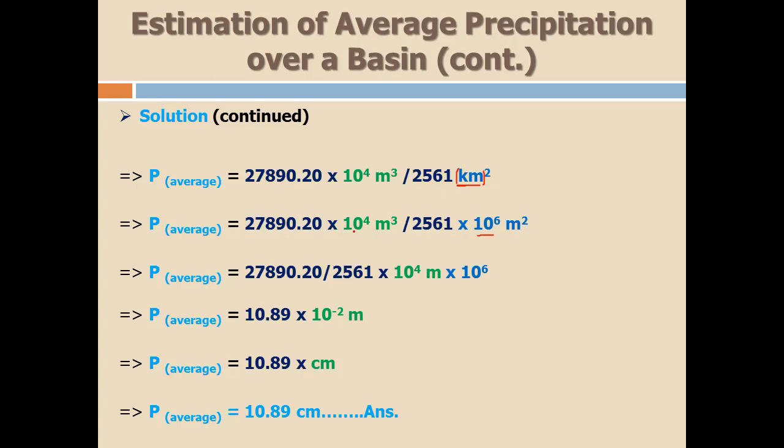So just divide this value by this value. As you can see, 27,890.20 divided by 2561 multiply by 10 raised to the power 4 meter and 10 raised to the power 6. Remember, this is cancelled out, this square meter is cancelled with this cube, so we will remain with only 1 meter.